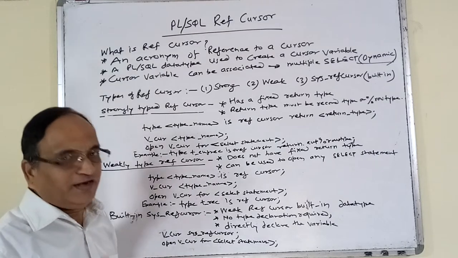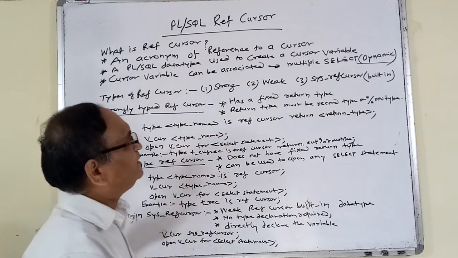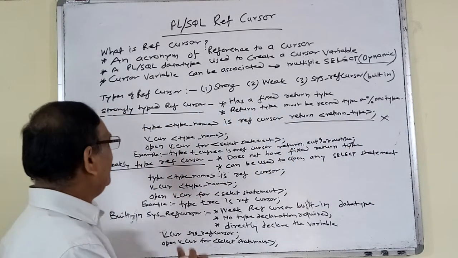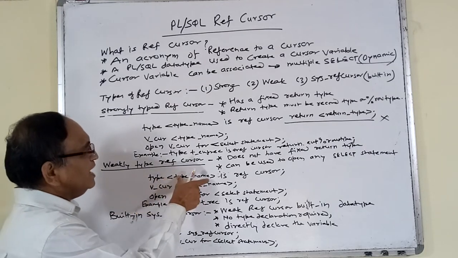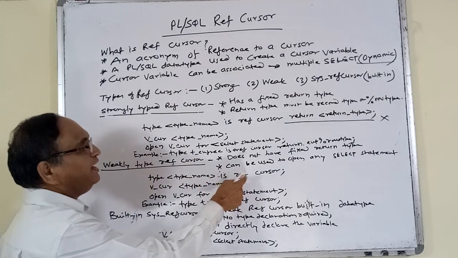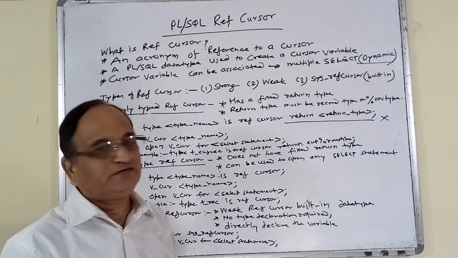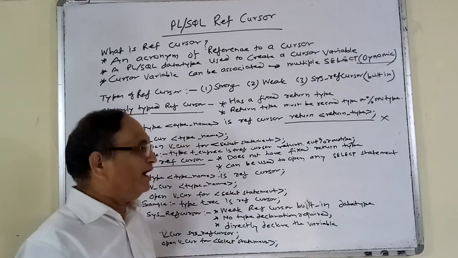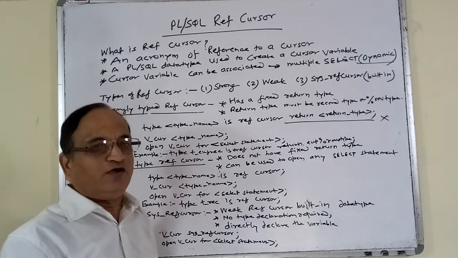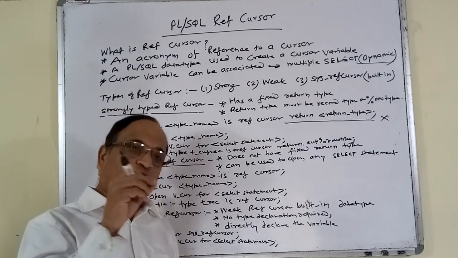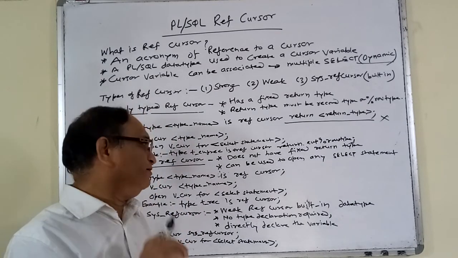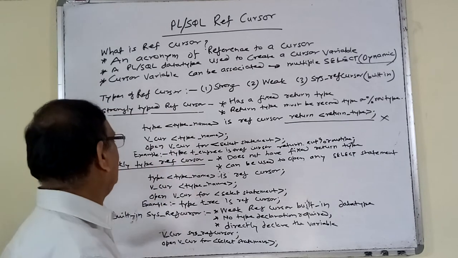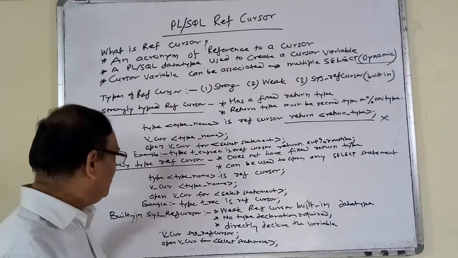Now the declaration is more or less the same, except that the return part with the return data type is not there. Otherwise it is very simple. Type, type name, again the same, is ref cursor, that's it, and the declaration is finished. There is no return type part over here, and so this is not required to return a row from a particular table, and that is why we call this a weakly typed cursor. Then everything else is the same.